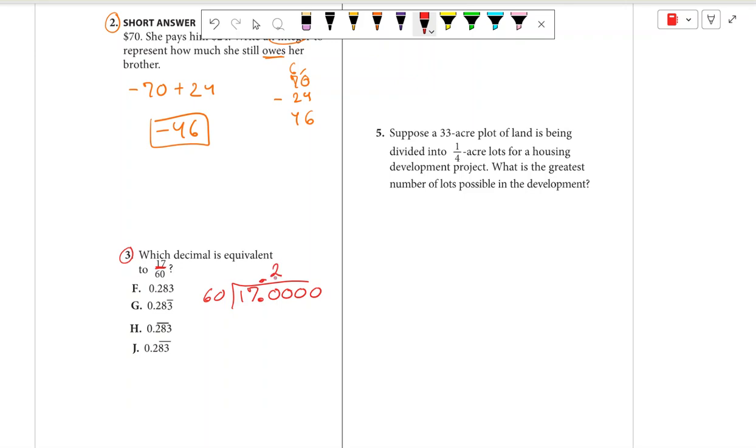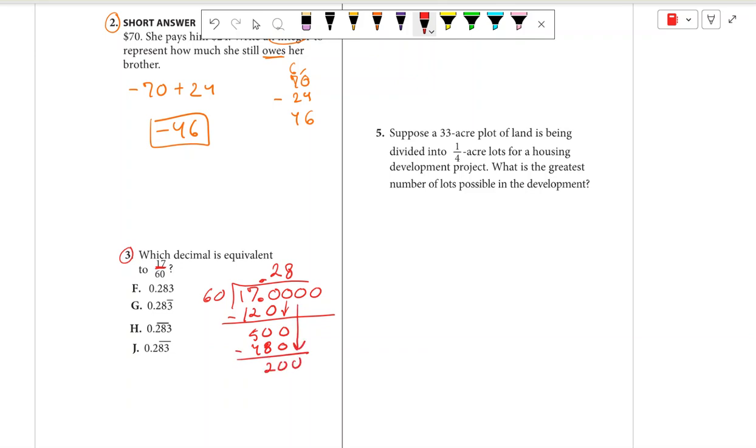So 2 is right here, and 2 times 60 is 120. You simply set it up just like elementary school and subtract. We get 50. Bring down a 0, and now the choice is up to you. We have an 8, 8, 8, and 8, so it looks like it's going to be an 8. 8 times 60 is 480, and that's going to be 20 left over.